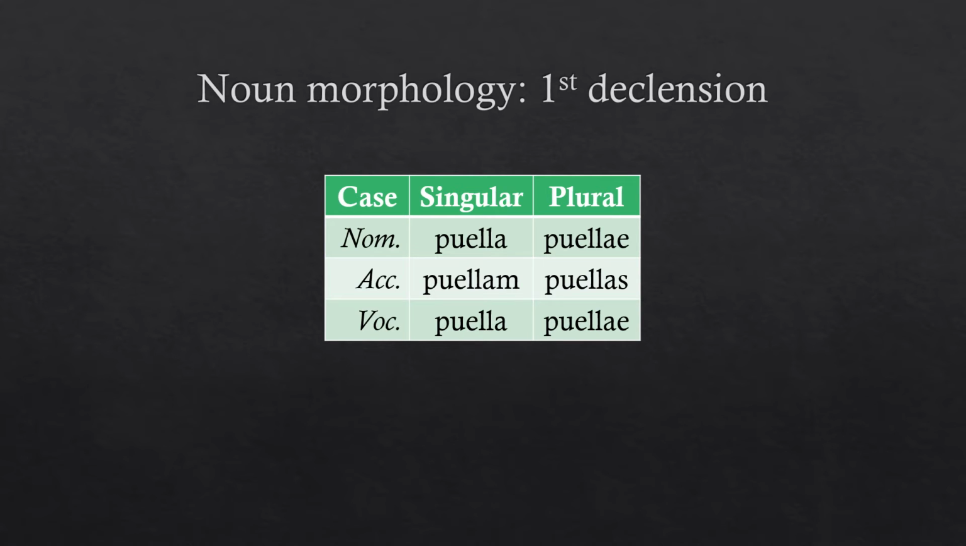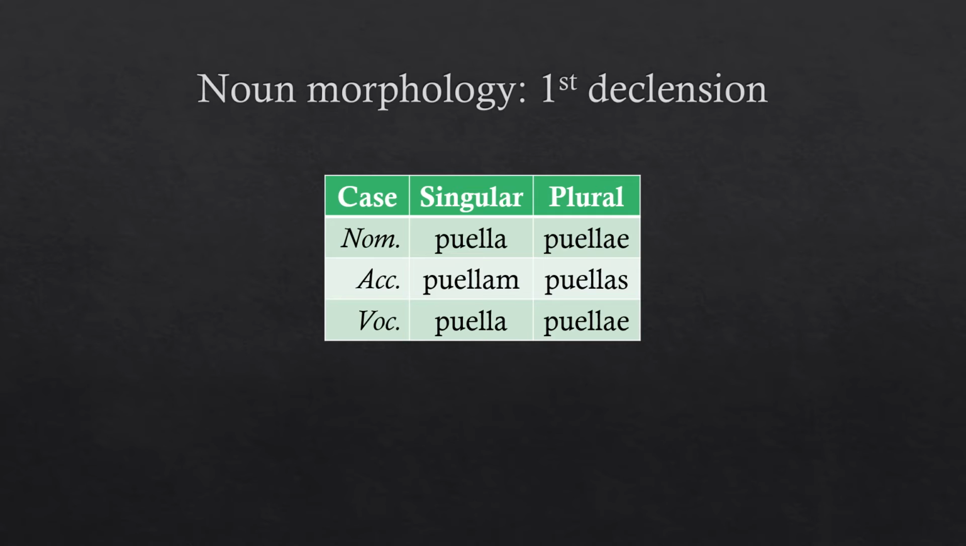Our example verbum for the first declension will be puella, girl. Nominative singular, puella. Accusative singular, puellam. Vocative singular, puella. Nominative plural, puellae. Accusative plural, puellas. Vocative plural, puellae.